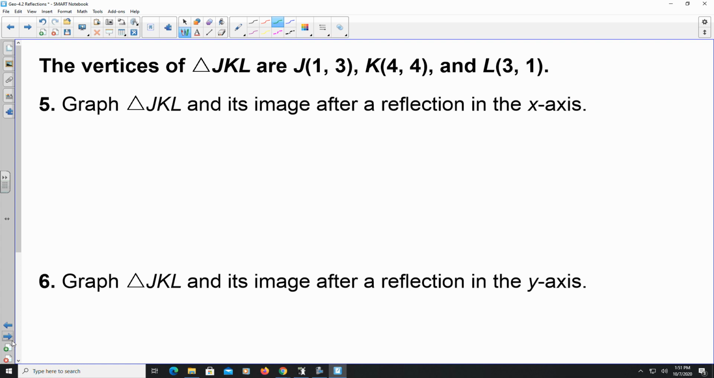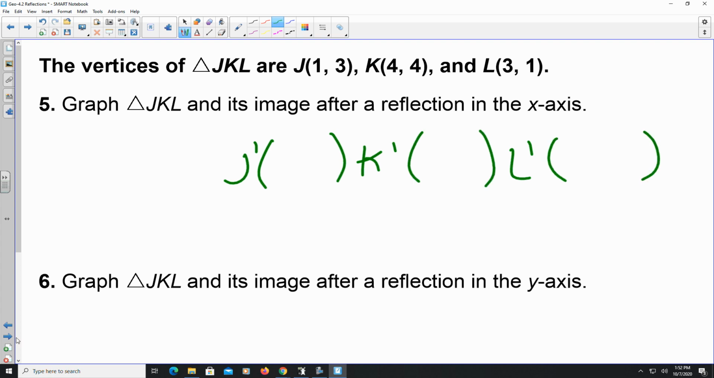So here they're asking you to graph triangle JKL and its image after a reflection in the x-axis. Again, graphing is just plotting the points, but we do have the rules. So let's look at J prime, K prime, and L prime. Because it says it's over the x-axis, what we do know is that the x coordinates are all going to remain the same.